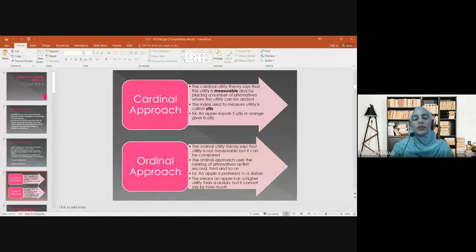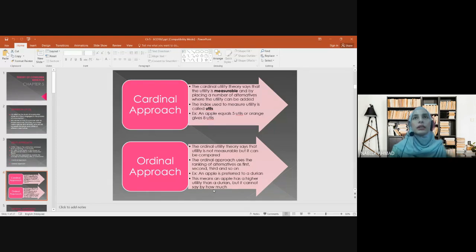Okay. For ordinal approach, the ordinal utility theory says that utility is not measurable but it can be compared. Tak boleh measure, kita tak boleh put number tapi kita boleh compare atau kita boleh rank. The ordinal approach uses the ranking of alternatives as first, second, third and so on. So kita rank. So first, kepuasan mana yang memberikan kepuasan yang pertama, kedua, ketiga dan seterusnya. Okay, contohnya an apple is preferred to a durian. This means an apple has higher utility than durian, but it cannot be said by how much.